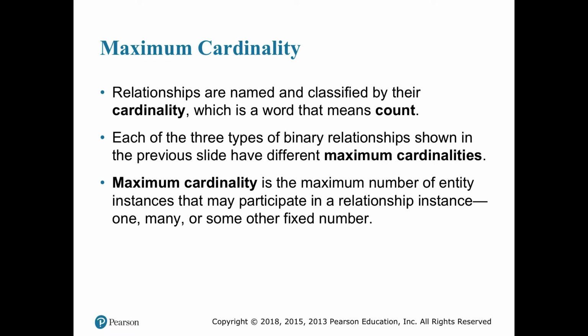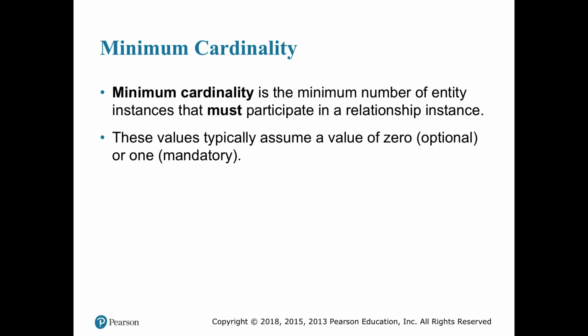Relationships are named and classified by their cardinality, which is a word that means count. Count means number: how many do you have? Each of these three types shown in the previous slide has different maximum cardinalities, the maximum number of entity instances that may participate in a relationship instance: one, many, or a fixed number. The minimum number of instances must participate in the relationship instance, and these values typically assume the value of 0, optional, or mandatory.